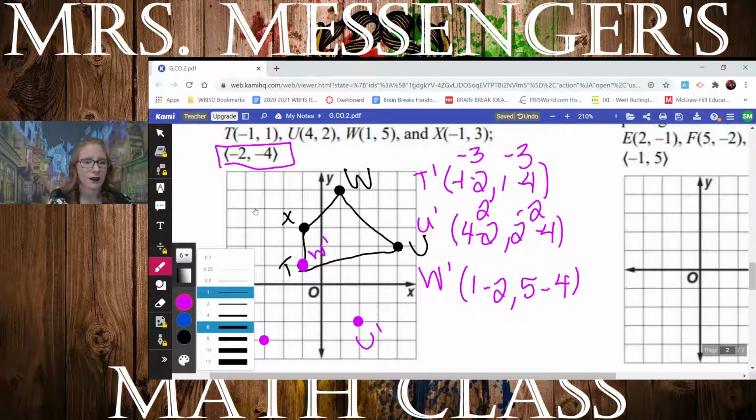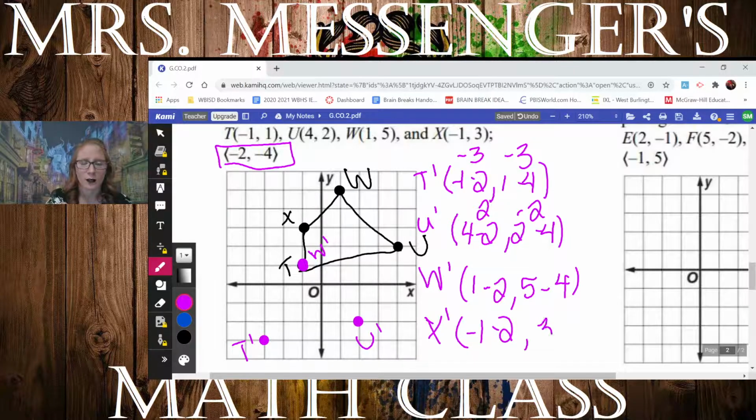And then our last one is X. So X prime is at negative 1 minus 2 and 3 minus 4. So negative 3 and negative 1.